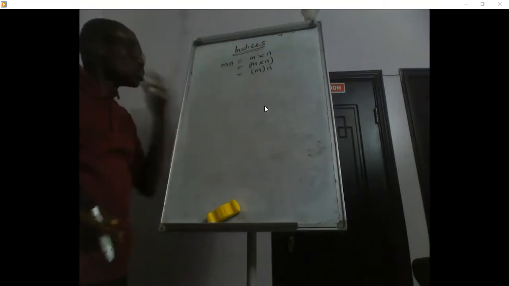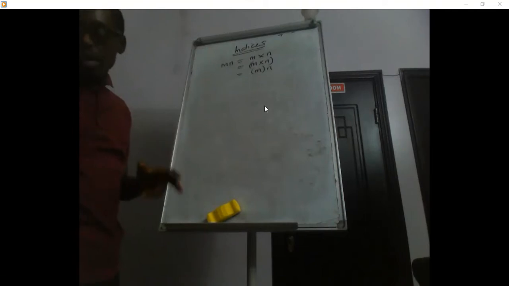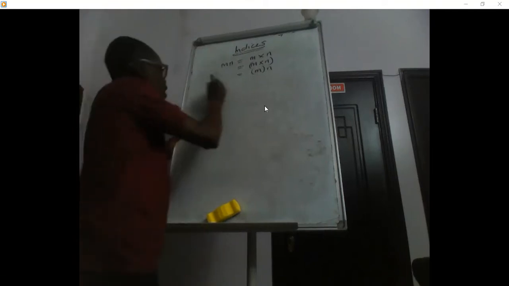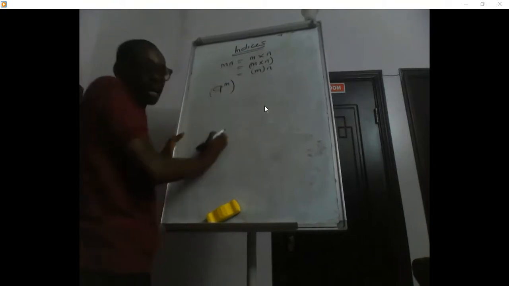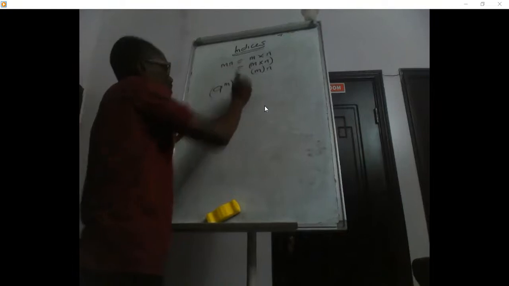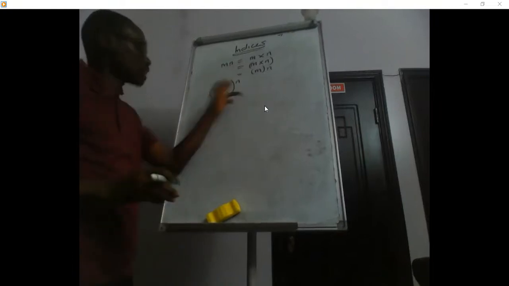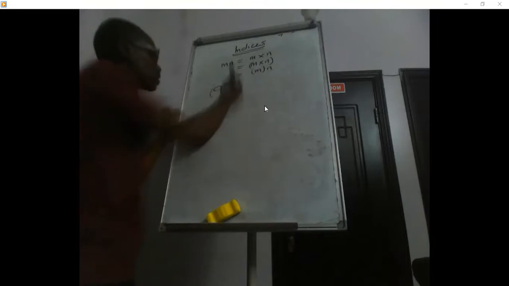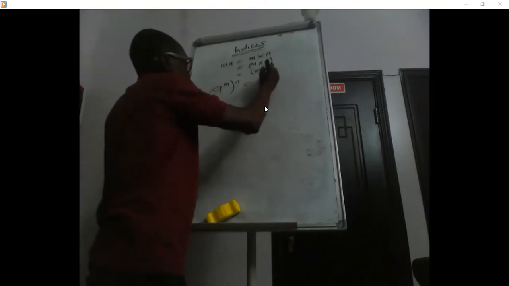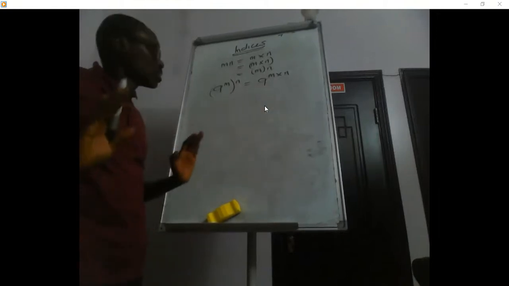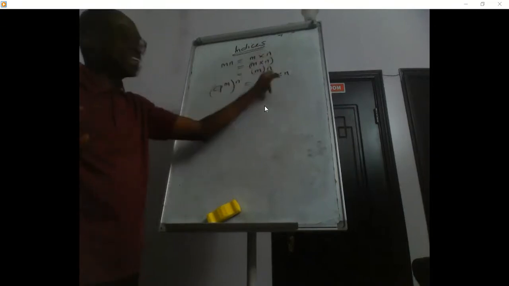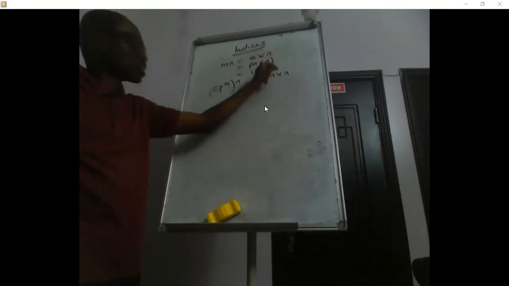Okay. So the third rule states that if you have a raised to power m, then bracket raised to power n, this can simply be simplified as a raised to power m times n. You just multiply the powers together and you arrive at your answer, from the analogy I just did up here.